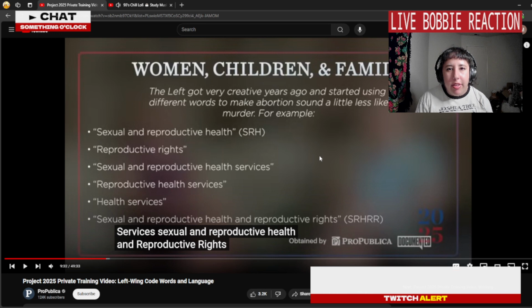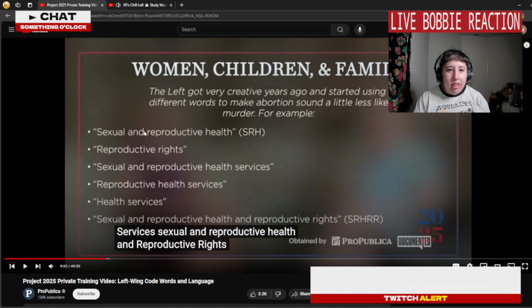Women, children, and family. The left got very creative years ago and started using different words to make abortion sound less like murder. For example, see, even that is them making a declarative statement that abortion is murder. And it's like, okay, you need to provide me with proof of that. You need to provide me with proof that gives you the standing on which to make that claim. And they don't. They're just sort of like, yeah, whatever. Who cares? That's what it is. Accept it. And that doesn't make any sense. You can't operate like that and then expect people to take you seriously as, like, intellectually or logically.